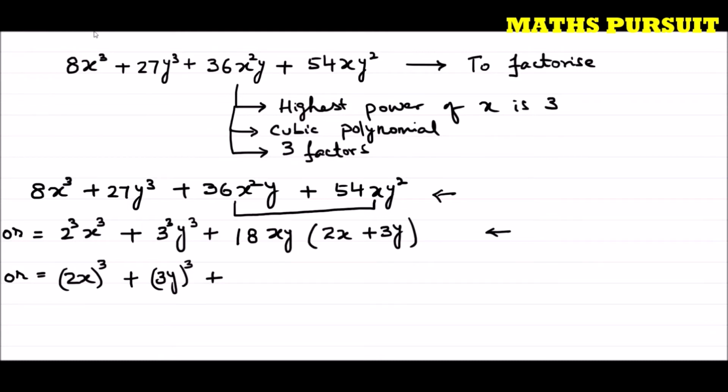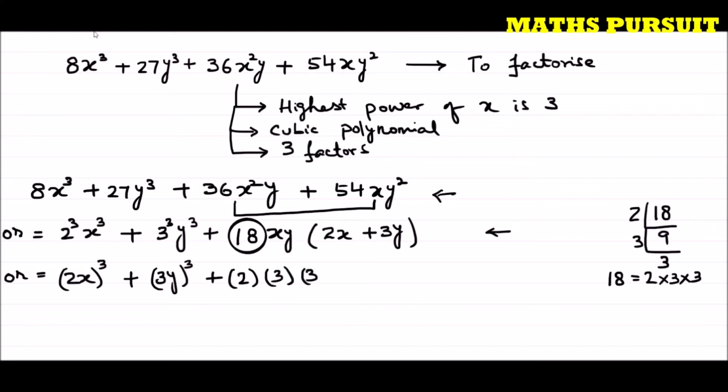Plus, you can see here that we have 18. Now let me factorize 18 and find its prime factors. 2 nines are 18, and 3 threes are 9. That means 18 is nothing but 2 into 3 into 3. So instead of 18, I am going to write 2 into 3 into 3, then xy as it is, then 2x + 3y as it is. Hope guys, you are very clear till here.